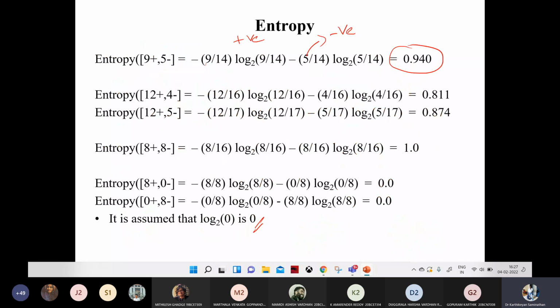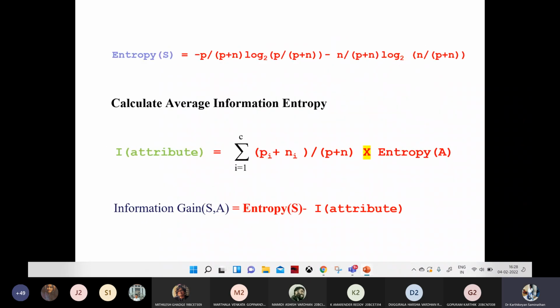Now we can see a simple example is taken: entropy of 9 plus and 5 minus. So 9 is positive, so minus 9 by 9 plus 5, which is 14, log 2 of 9 by 14, then minus the negative case, 5 by 14 log 2 of 5 by 14. So now the value is 0.940. Similarly, if you calculate for anything, you can get this answer. So now this is your entropy calculation.